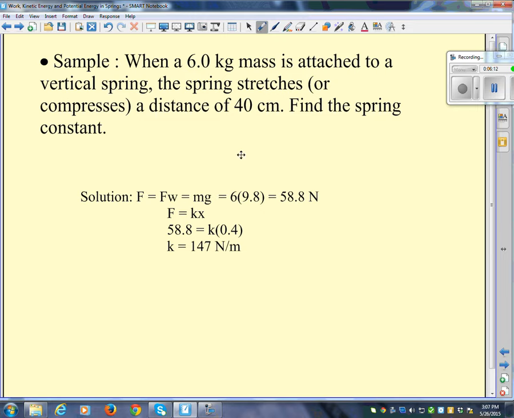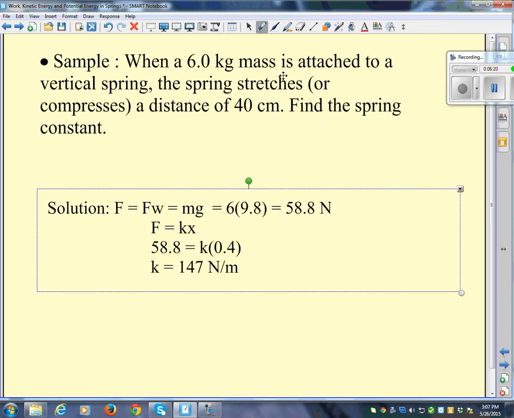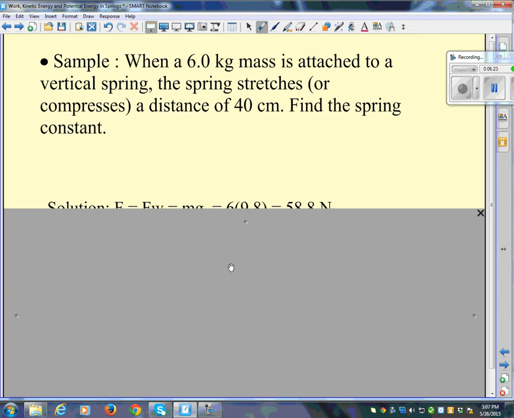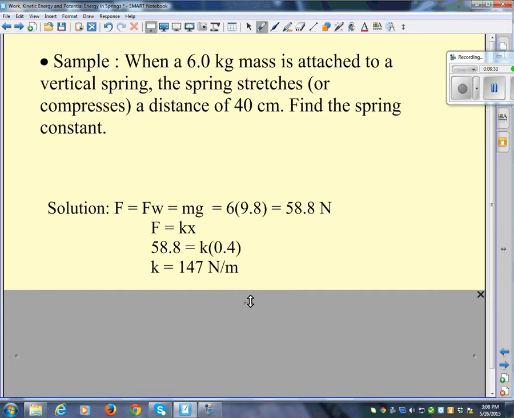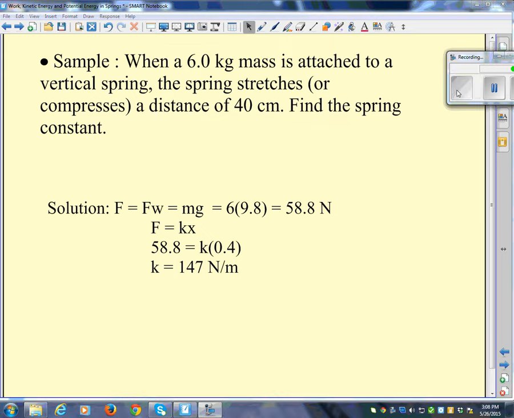How much weight force is there? Well, it's 6 kilograms. Six times 9.8, 58.8 newtons is the applying force. The distance is 0.4 meters. And so the spring constant for this spring is 147 newtons per meter. The numbers tend to be in that sort of range, because stretching a spring a whole meter usually is quite a distance. So the answer here is 147. Pretty straightforward, right? No problems?